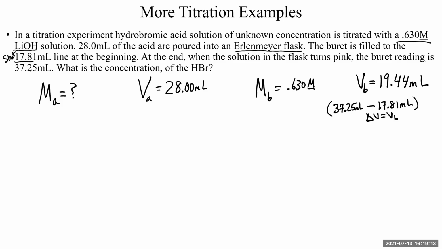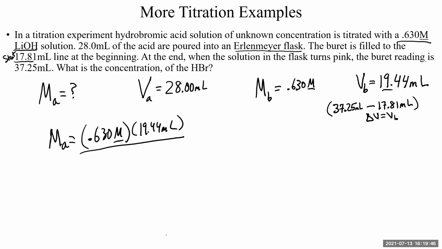That is the main thing that the titration experiment gives us, the volume of the known solution required to neutralize the unknown solution. That is the final known variable with which we can finally solve for M, in this case MA, the molarity of the acid. So molarity of the acid is going to equal the molarity of the base, 0.630 molar, multiplied by the volume of the base, 19.44 milliliters, divided by the volume of the acid, 28 milliliters.